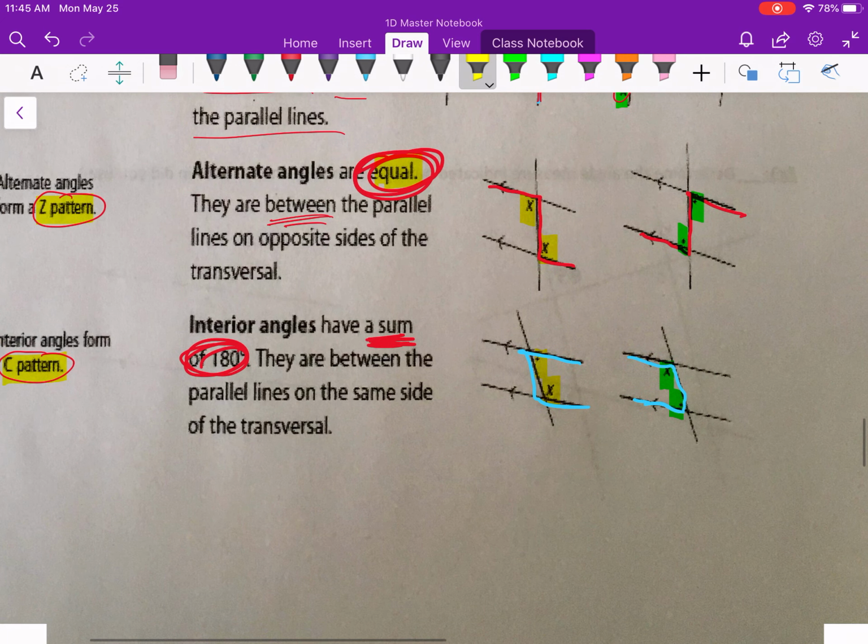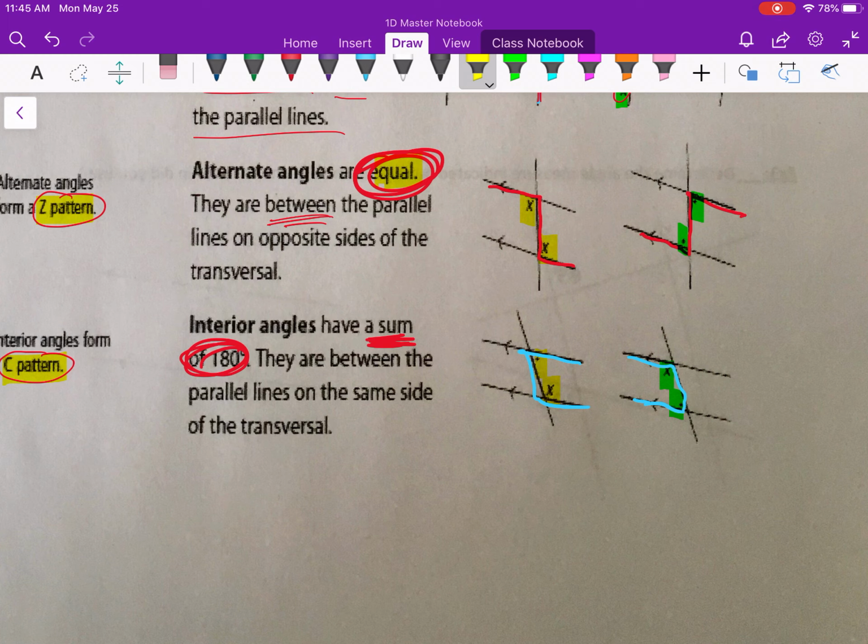Interior angles is the last one. They have a sum of 180 degrees. In other words, they add up to 180 degrees. It's called a C pattern, and you can see why. It's highlighted in blue there. It sort of looks like a C the way it's drawn. Again, sometimes that C is flipped backwards, but it's still making that C pattern.